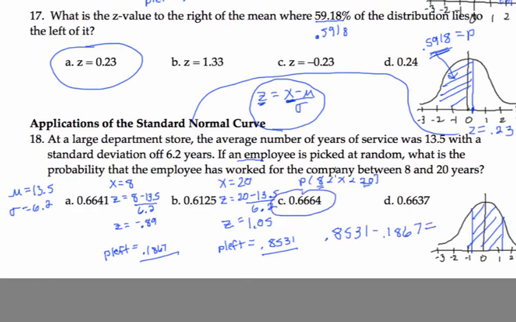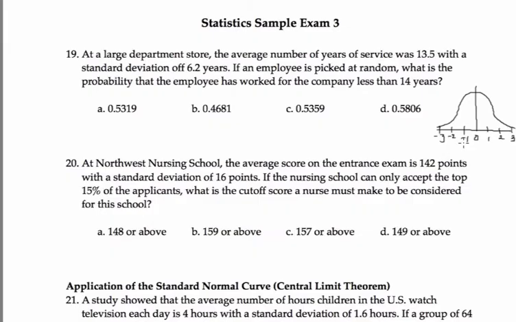And it gets C. Again, average years of service was 13.5. Standard deviation, 6.2. If one employee is picked at random, what's the probability that that employee has worked for the company less than 14 years?